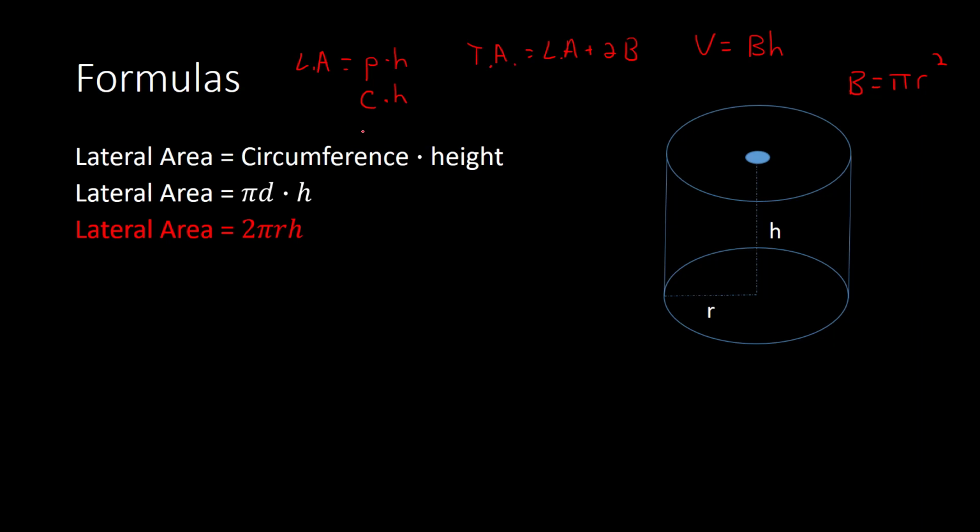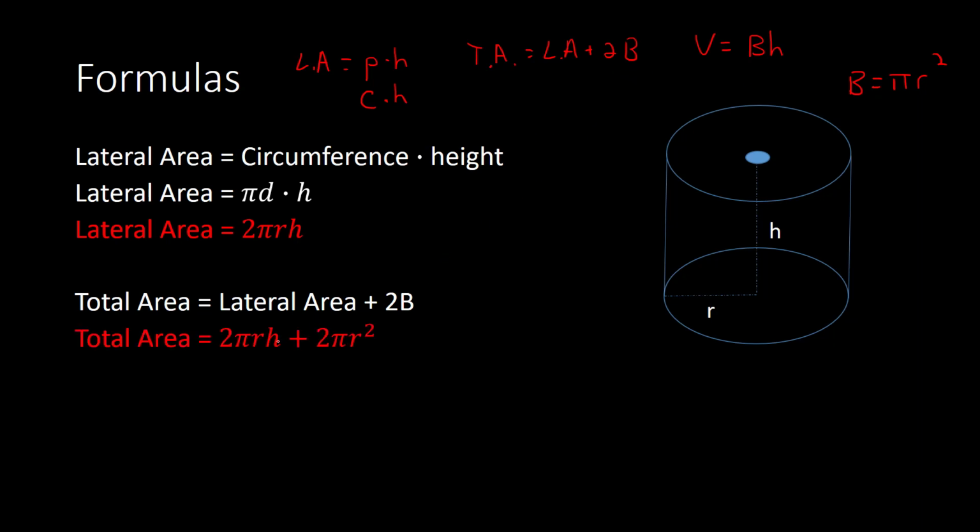And if you know where it comes from, you don't really need to memorize the formula per se. You can simply use the formulas we already know. And then total area, we take the lateral area, plus we add in the two bases. And the area of the base is pi r squared because it's a circle. So the lateral area was 2 pi r h. And then the two bases would be 2 times pi r squared. And that's your formula.